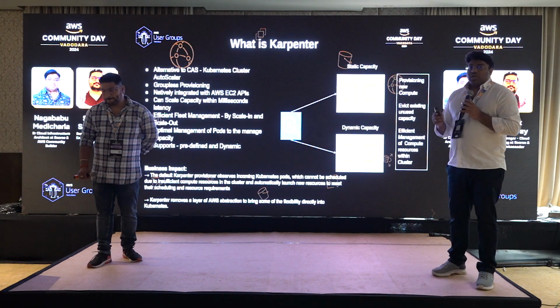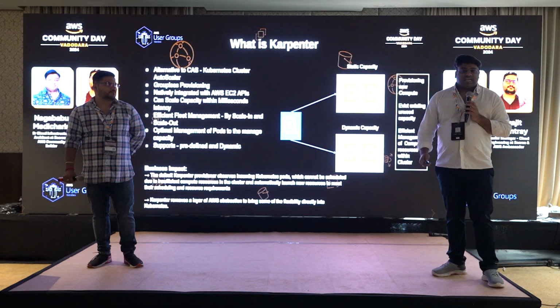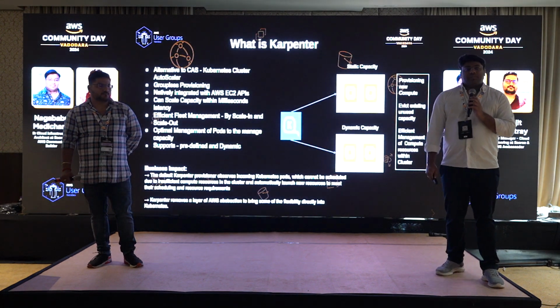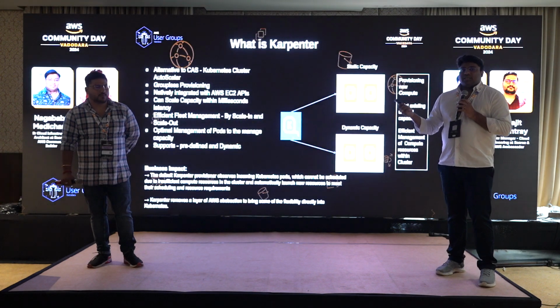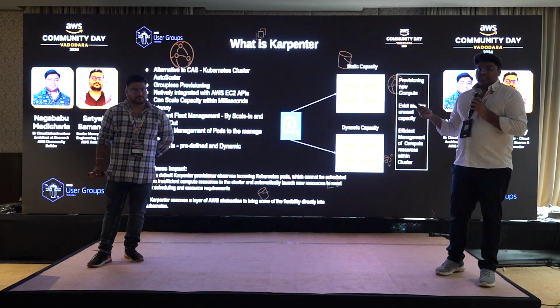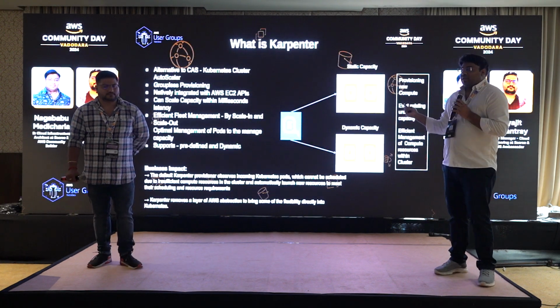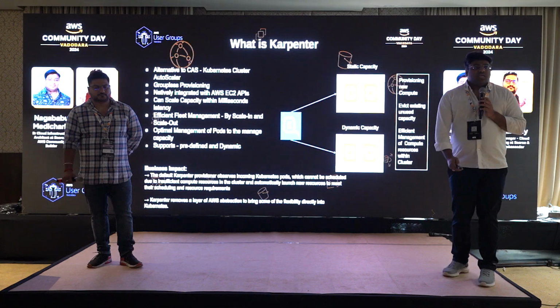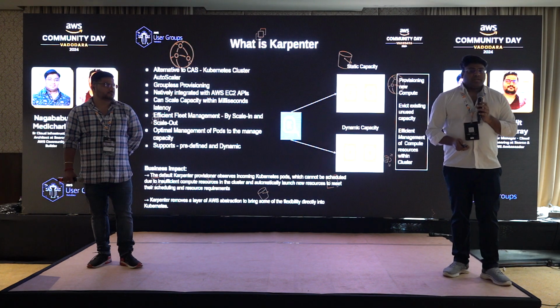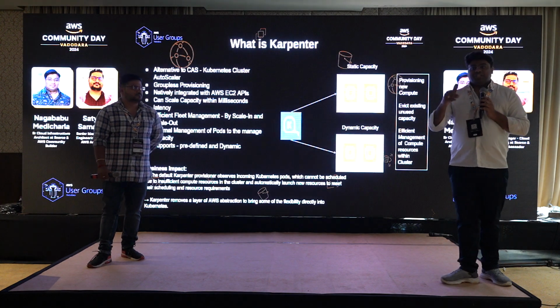You have two types of deployments: one is static capacity and another is dynamic capacity. Static capacity is where you are telling the EKS cluster to pick up a certain number of nodes for us. But with dynamic capacity, you're just telling Karpenter to make a decision on its own.